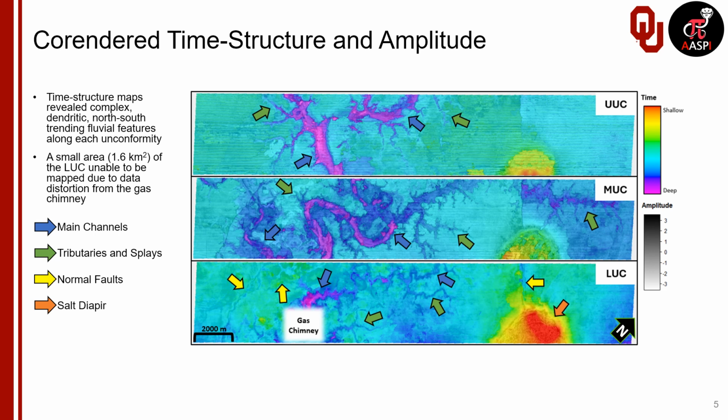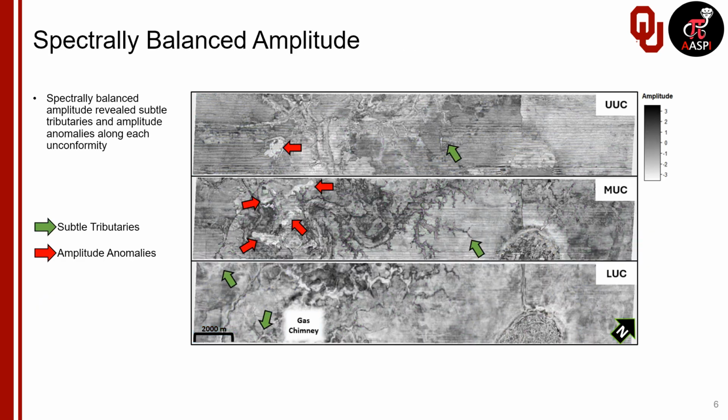I just want to focus on the seismic attributes and show you what they reveal to us. So first, starting with a co-rendered time structure and amplitude, we've got a map of the horizon for the upper unconformity, the middle unconformity, and the lower unconformity. We've highlighted some of the main features that we would see, from the main channels as blue arrows to some of the tributaries and splays. We've got some normal faults associated with that salt diapir and the salt diapir itself.